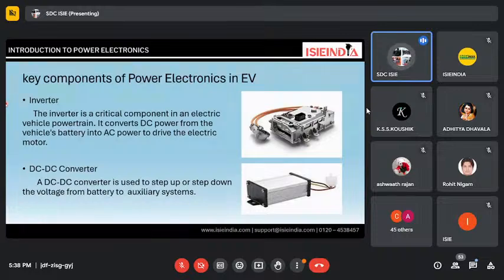boost and buck converters for V2G connections. Buck-boost converter V2G connections means vehicle-to-grid connections, charging infrastructure. In some countries, we are using that.